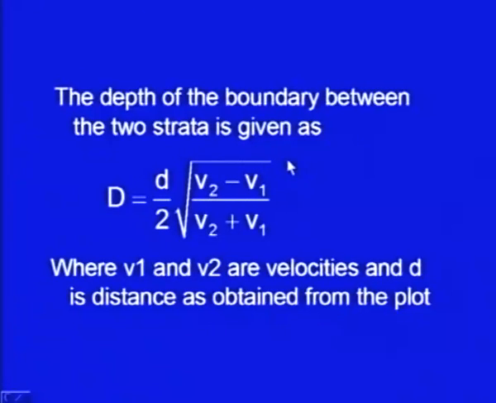and then this is the equation which can be used to find the boundary between the two strata. Capital D is equal to d by 2, where d is the distance which we computed from the graph, and v1 and v2 are the velocities. So capital D equals d by 2 times the square root of (v2 minus v1) upon (v2 plus v1). These values are available from the graph, and then you can find capital D, that is the depth of the boundary.